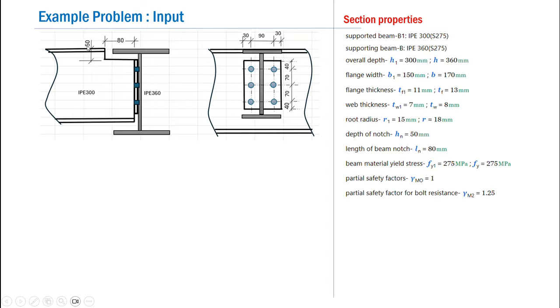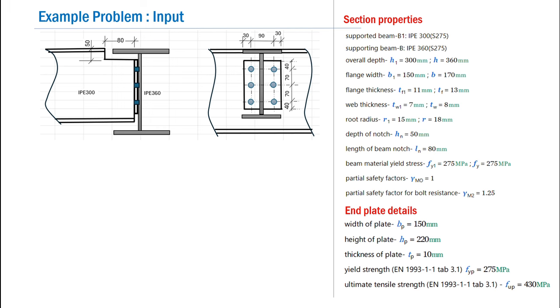Then the depth of notch, it is very clearly marked over here, because to clear the flange we have to make a notch over the supported beam, and the depth of notch HN is taken as 50 mm. The length of the beam notch is clearly marked over the sketch as 80 mm. And the yield stress for both the beam materials is taken as fy 275 MPa. The partial safety factors are taken as gamma M0, M1 and M2 as 1.25. Obviously we know that gamma M2 is normally used for computing the resistance against rupture or the bolt resistance.